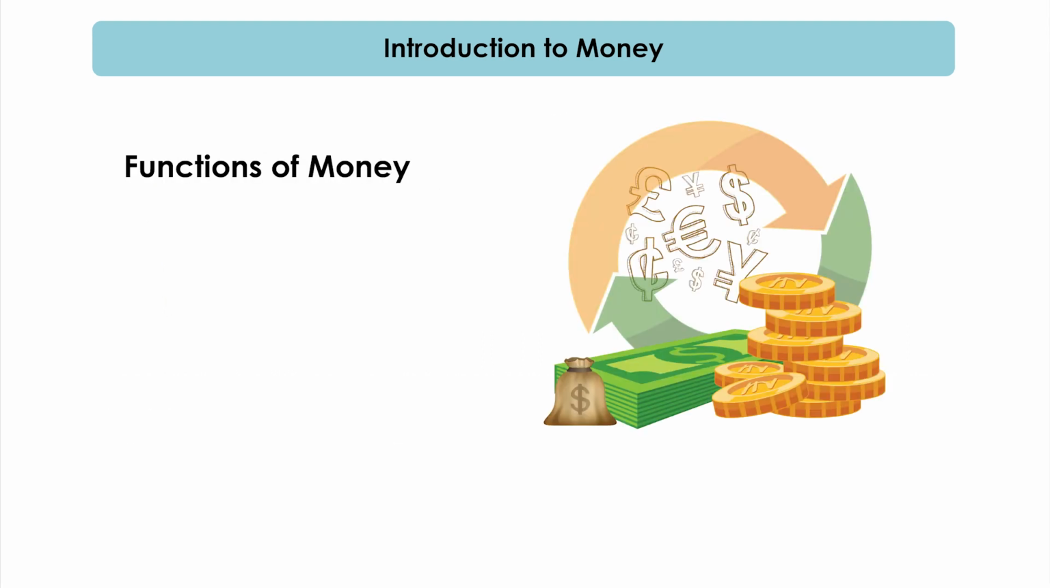Functions of money. Money serves three fundamental purposes. It serves as a medium of exchange, a unit of account, and a store of value. 1. Medium of exchange. Money serves as a medium of exchange when it's utilized to facilitate the exchange of commodities and services. 2. Unit of account.